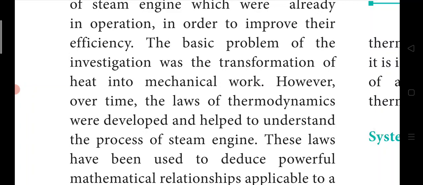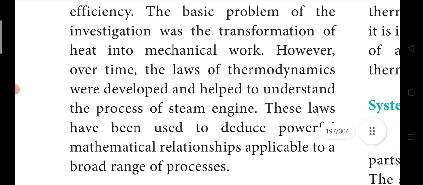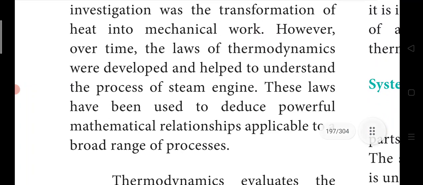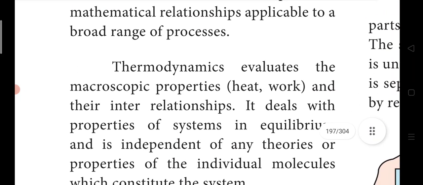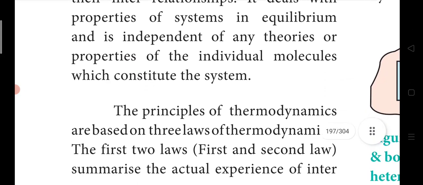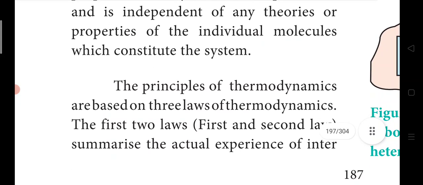So the laws of thermodynamics were developed and helped to understand the process of the steam engine, and these laws have been used to deduce powerful mathematical relationships applicable to a broad range of processes. Thermodynamics evaluates macroscopic properties like heat, work and their interrelationships. It deals with properties of a system in equilibrium and is independent of any theories of the properties of the individual molecules which constitute the system. The principle of thermodynamics is based on 3 laws of thermodynamics.